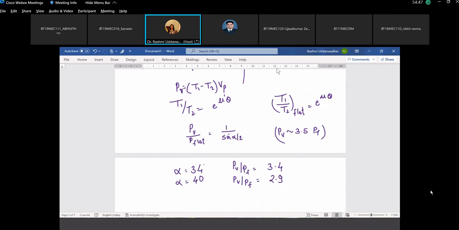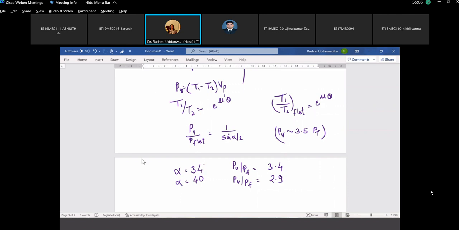If you are simply learning the theory, you will never get these kinds of answers. So why is the value of alpha around 40 degrees or 38 degrees? This is the reason, because we have to make sure that the power transmission capacity increases and the power loss goes down.